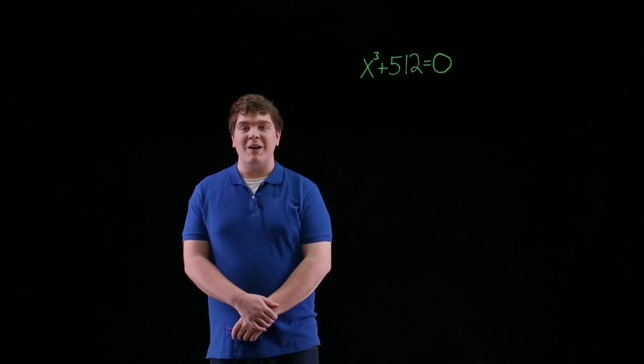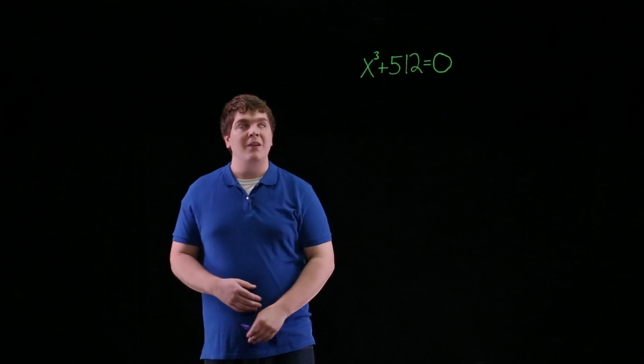For this problem, we're asked to solve x cubed plus 512 equals 0. Now, you may be tempted to subtract 512 from both sides of the equation and then take cube roots to obtain the solution x equals -8. But what we know is by the fundamental theorem of algebra, since we're working with a cubic, that we should have three solutions, and we want to be sure that -8 isn't our only solution.